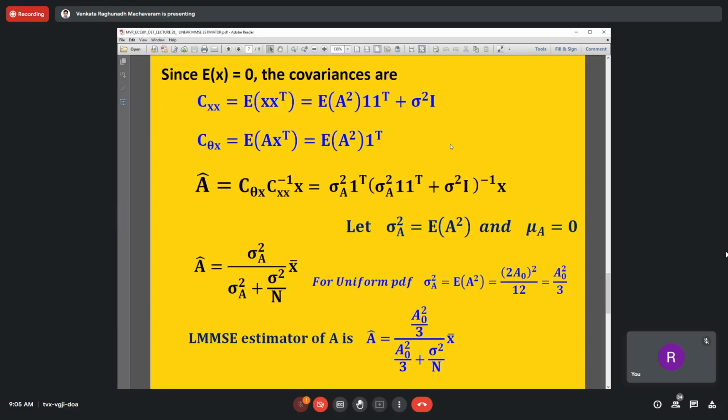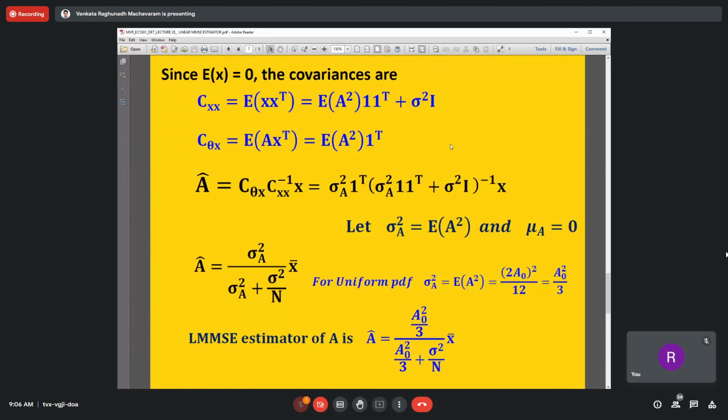So expand all of them. The expectation of A and the expectation of wn cross terms are 0 because they are independent and not depending on each other. But the A square term will be there, and the expectation of wn square will be there, which is sigma square. So it is the expectation of A square times the all-ones matrix, plus sigma square I. Similarly, compute C theta x. What is C theta x? It is the expectation of (theta minus theta average) multiplied with (x minus E of x).